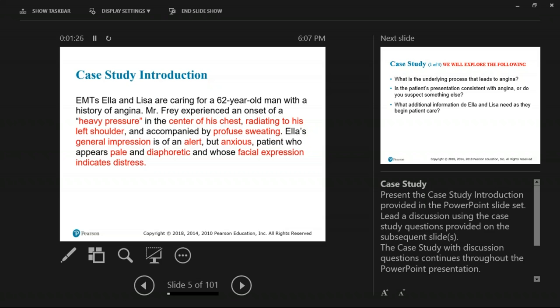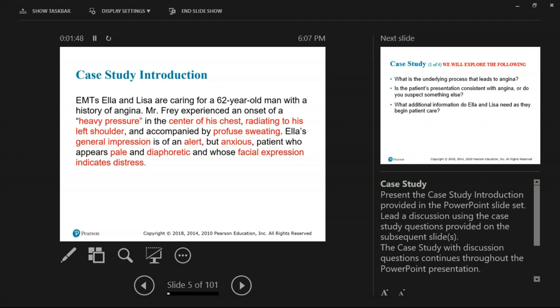Profuse sweating. So one of the EMTs, Ellen, has a general impression that this guy is alert. He's really anxious, pale, and diaphoretic, and his expression indicates he's in a lot of distress. So angina typically is not that bad.